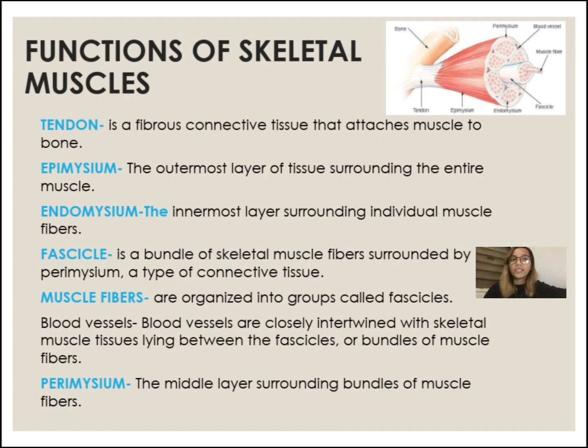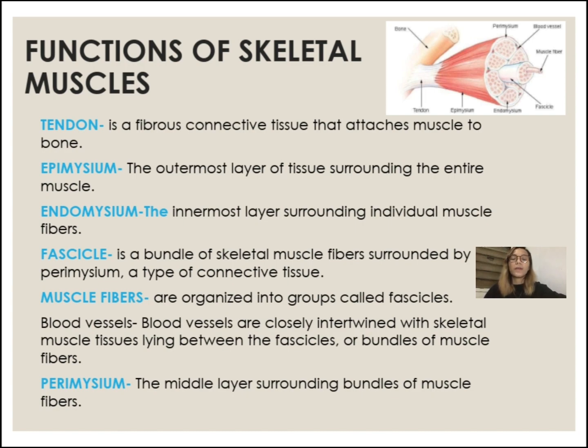And the next is fascicle, a bundle of skeletal muscle fibers surrounded by perimysium, a type of connective tissue. Next is muscle fibers. Muscle fibers are organized into groups called fascicles. So the next is the blood vessels. Blood vessels are closely intertwined with skeletal muscle tissues, lying between the fascicles or bundles of muscle fibers. Then the last one is the perimysium, the middle layer surrounding bundles of the muscle fibers. So that's all for the skeletal muscle.